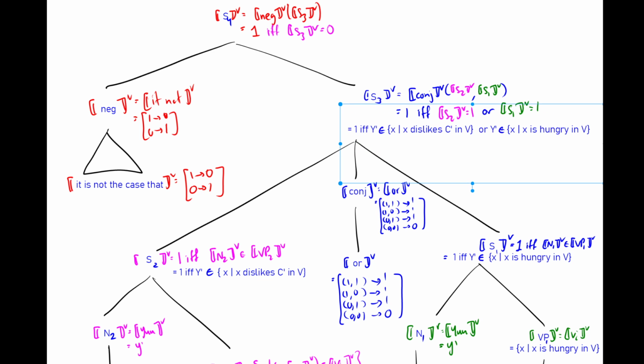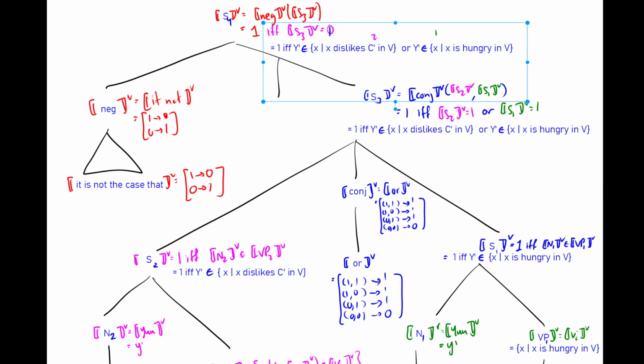Well, I'm going to take this final line here. I'm going to get rid of a couple things that were accidentally copied over. So instead of this being 1, if y is an element of the set of x such that x dislikes Carol in V, or y is an element of the set of x such that x is hungry in V, this is now going to be false in that case. And that is going to be the end of our tree.